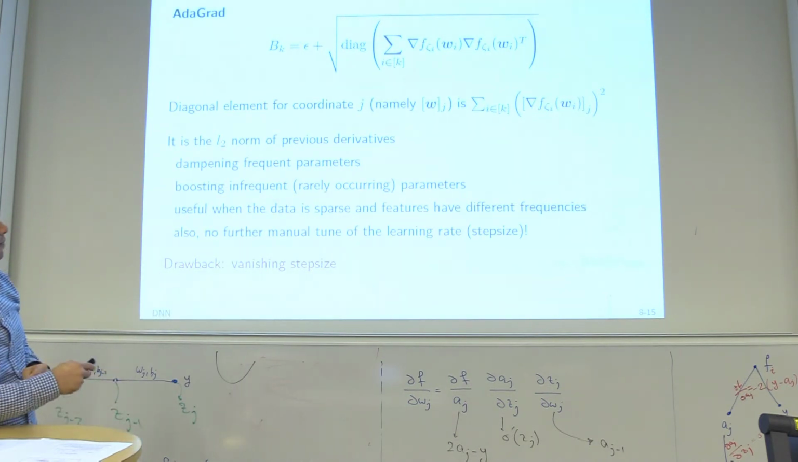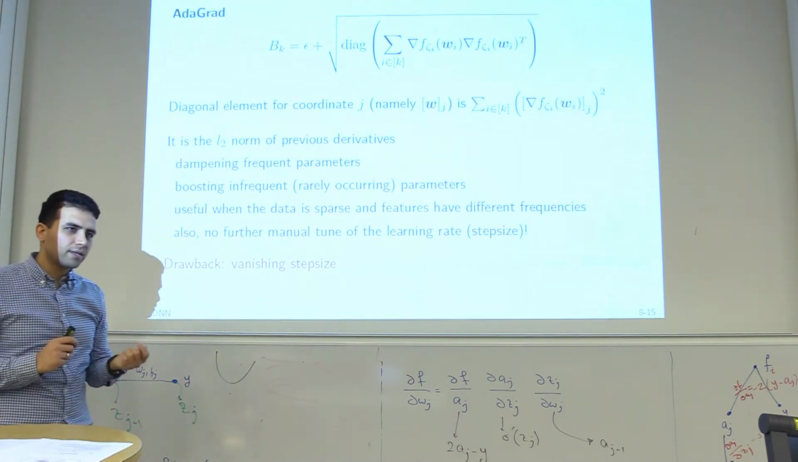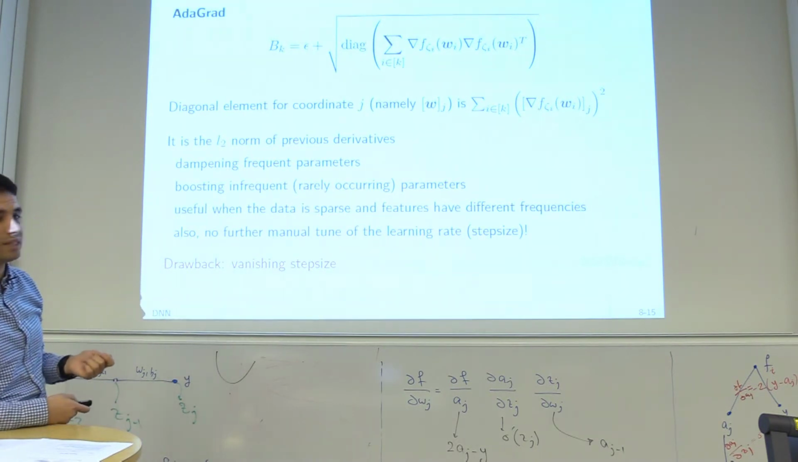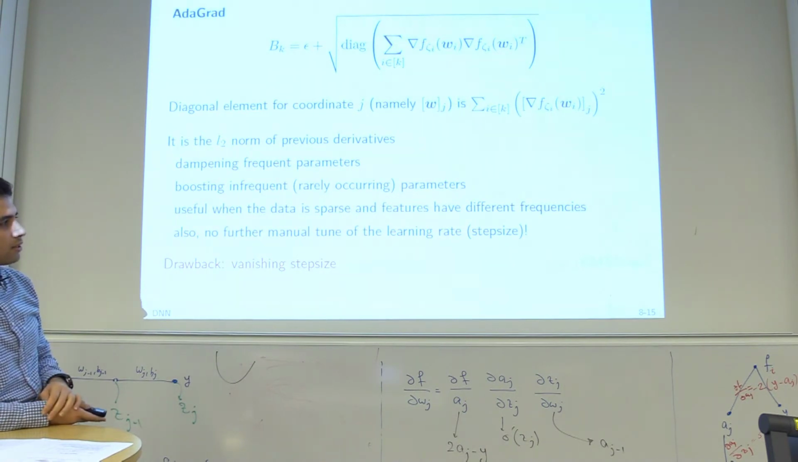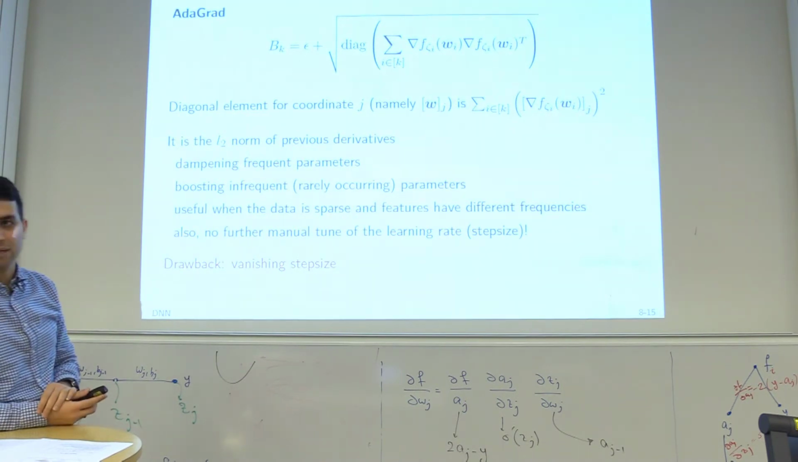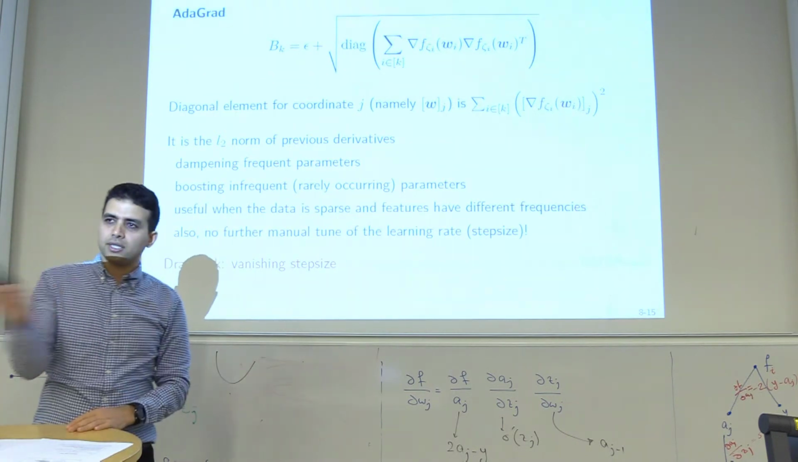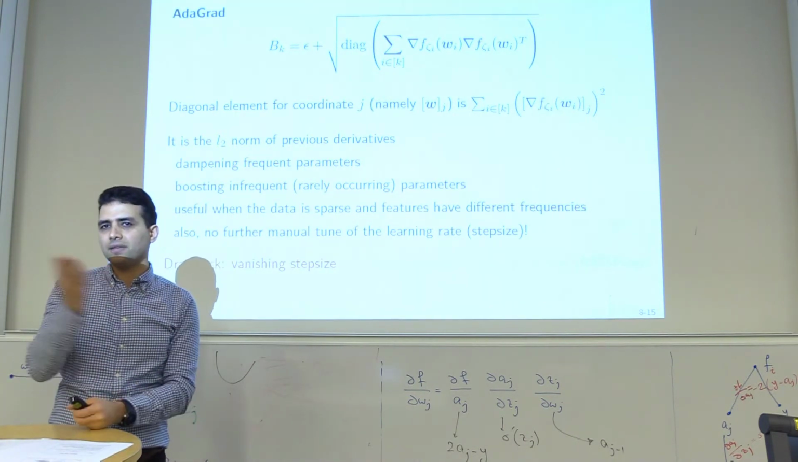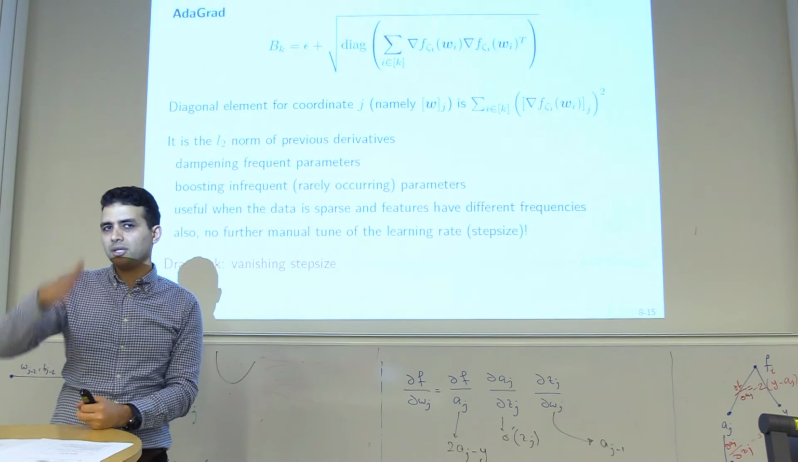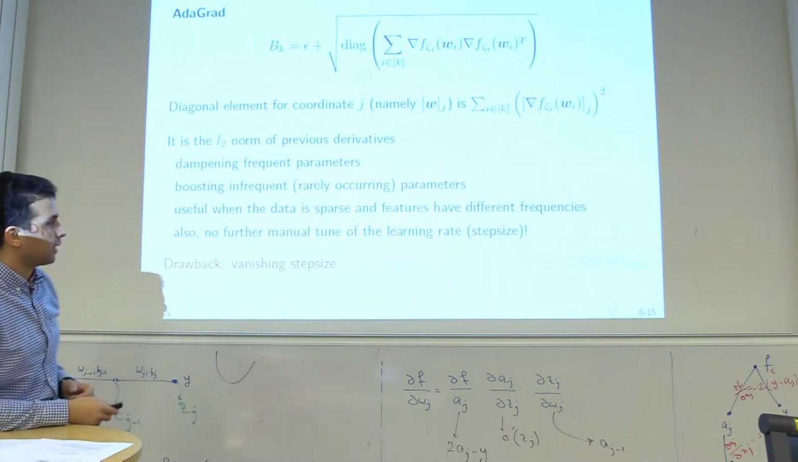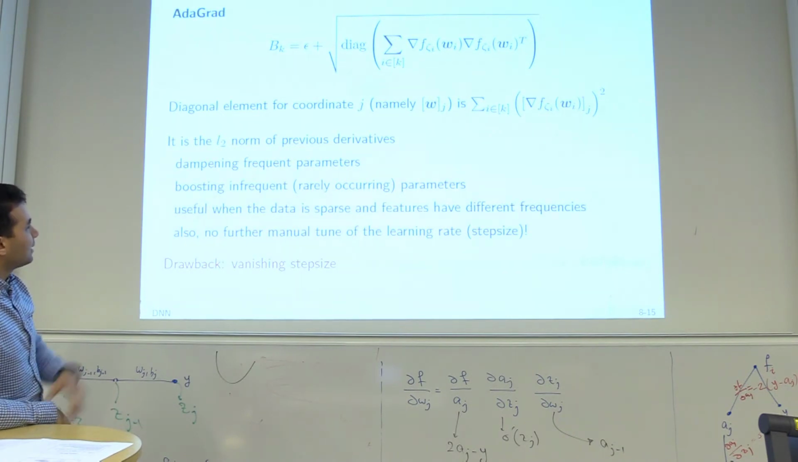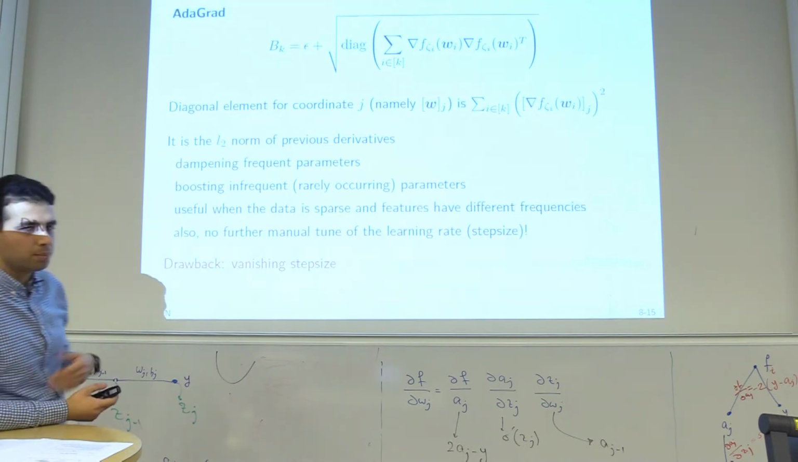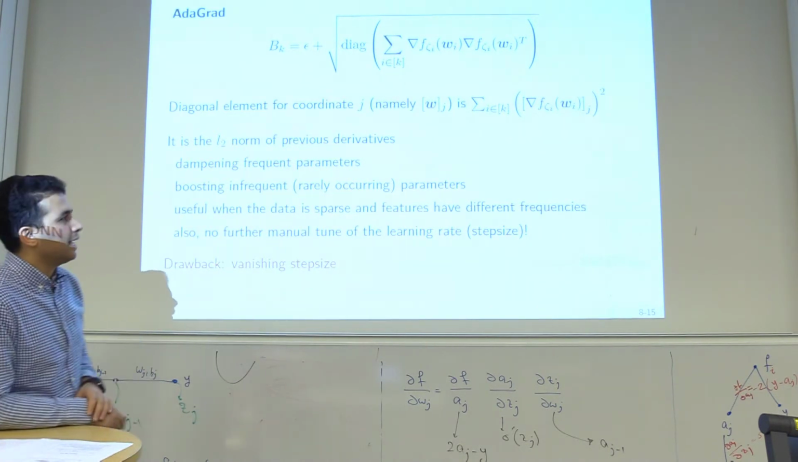As I've mentioned, if you have different kinds of parameters, some parameters are very frequent, namely their gradients are very high in many iterations, whereas some of the other parameters have gradients that are not that high. If you recall this optimization landscape, you can see that in one coordinate the gradients are very high, but in the other coordinates the gradients are very small. So you would treat them differently. And it's going to boost infrequent or rarely occurring parameters. Actually, it won't boost them, but it won't dampen them either.